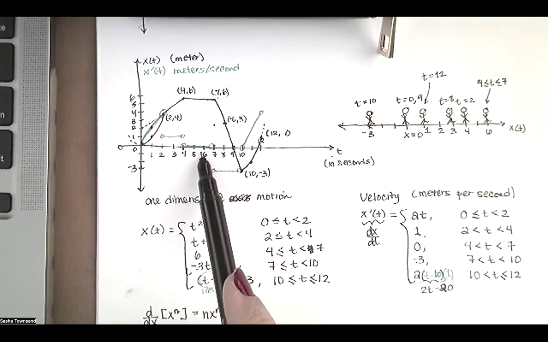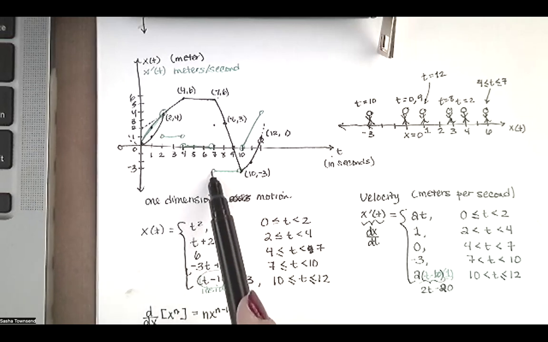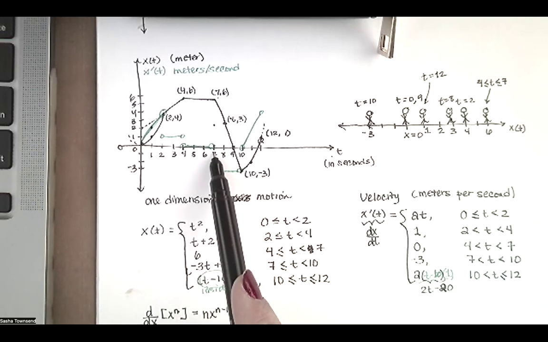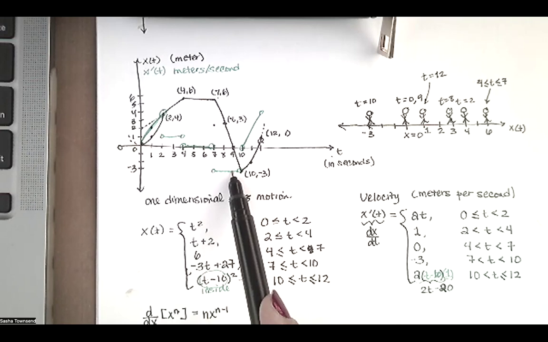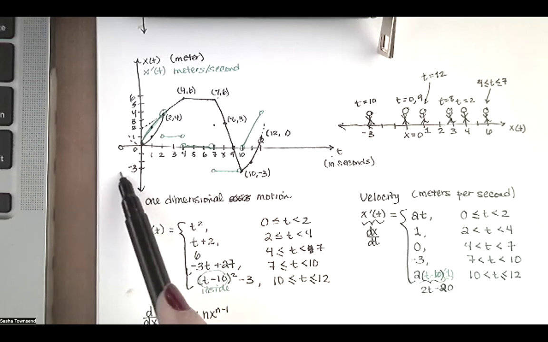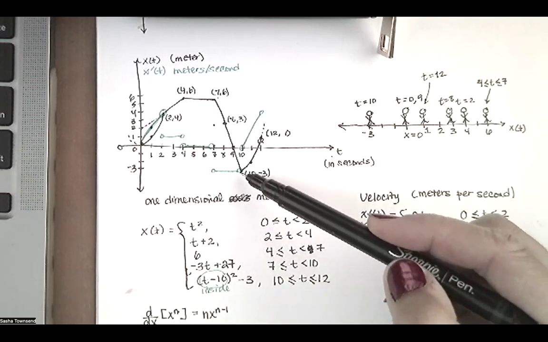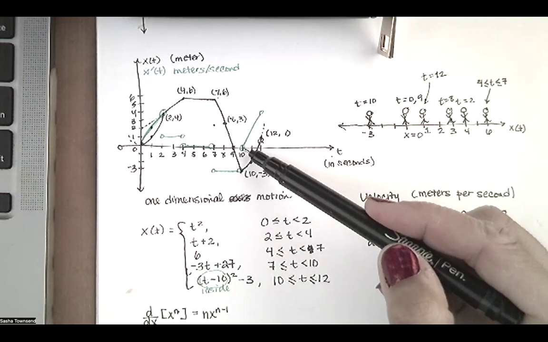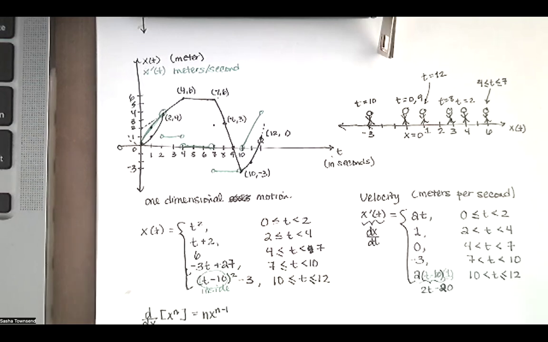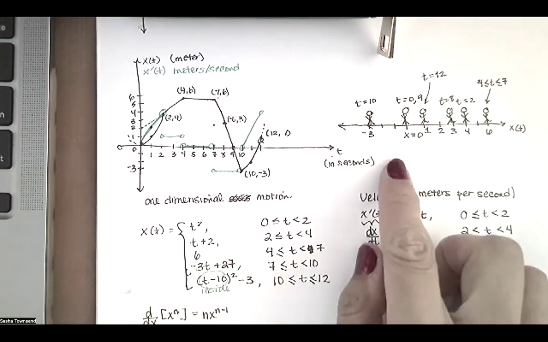So the person's just standing still. And then from t equals 7 to t equals 10, our velocity is -3 meters per second. So our speed is actually 3 meters per second, but because it's negative, we're going backwards. We're going in the opposite direction. And then at t equals 10, our speed starts at 0, and then it goes all the way up to 4.